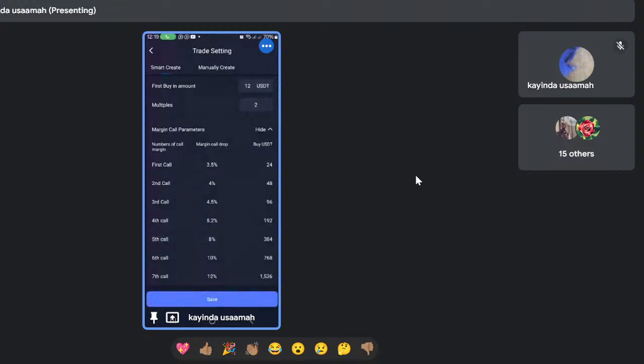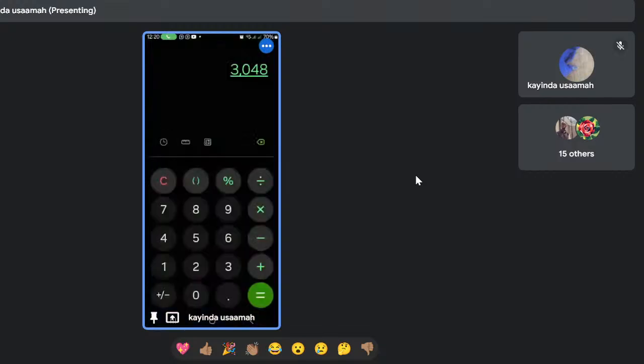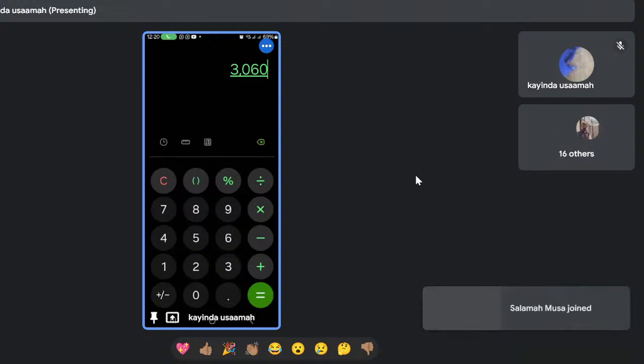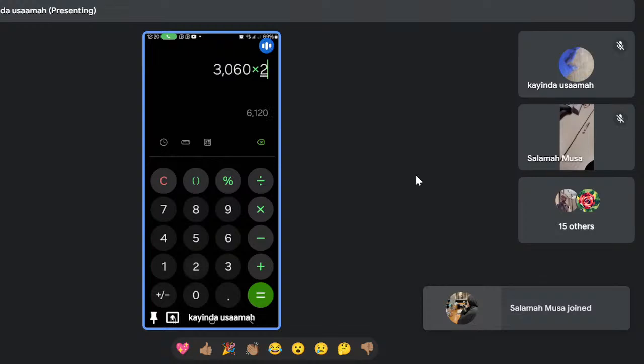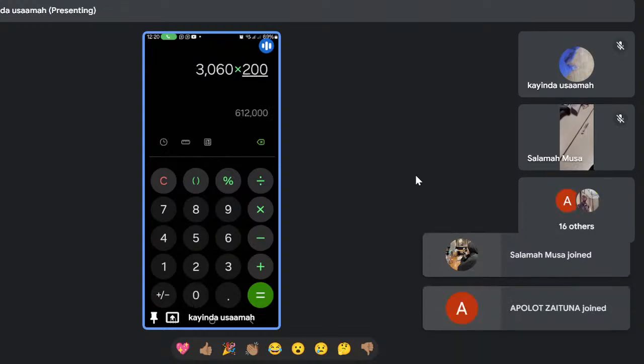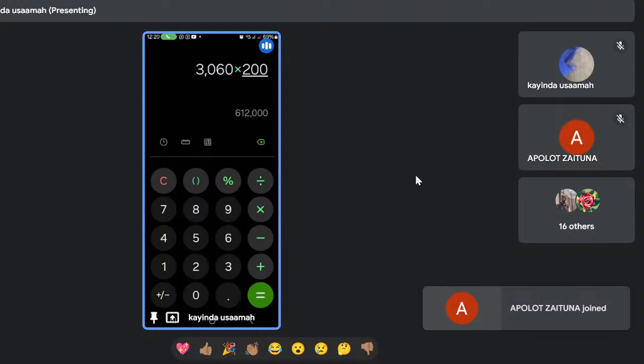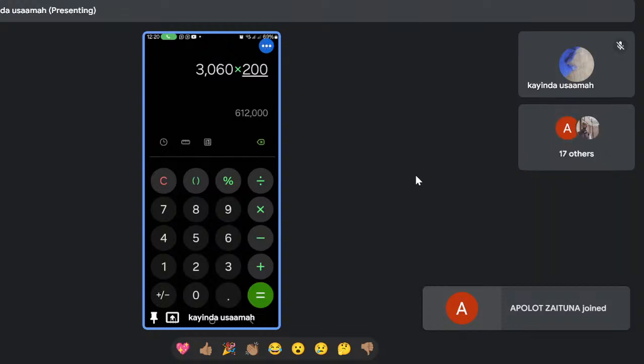However, this is what you need. We have seen that with these 7 margin calls, the robot had to use $3,048, plus the first buying amount, so that means the robot has to use $3,060. Now, Royal Q has over 200 coins. So if this person wants to trade all of the coins on Royal Q, he has to have $612,000. In Ugandan shillings, that is 2.2 billion shillings.